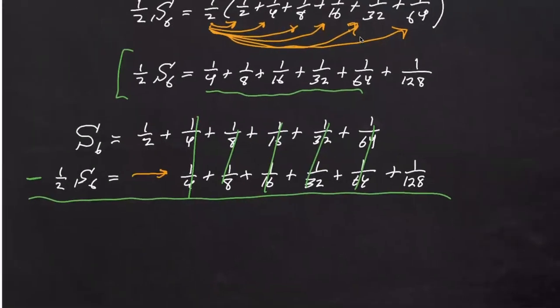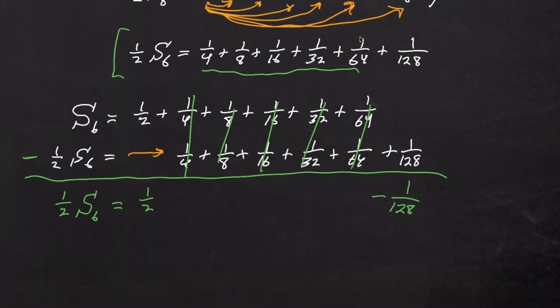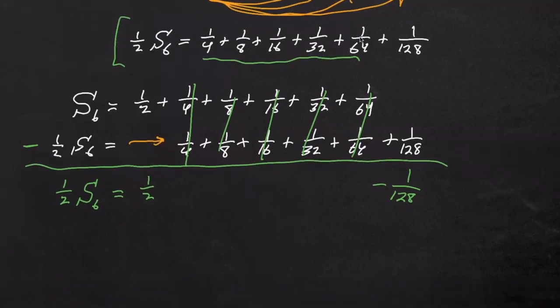And you get S6 minus a half S6. That's just 1/2 of S6, right? And we're left with a half here, and then all the way down here a minus 1/128, because everything else canceled and we subtracted, so that's a minus sign. Okay, and again, I'm not going to actually work this out. What I'm going to do is multiply through by 2 on both sides. So we have 1/2 S6 is a half minus 1/128.